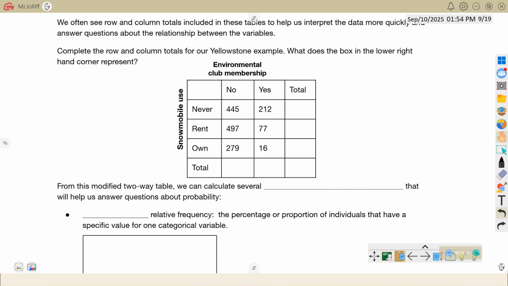And the reason we do this is because we can use the values in this table to then calculate proportions or percentages, which are then used to answer probability questions.